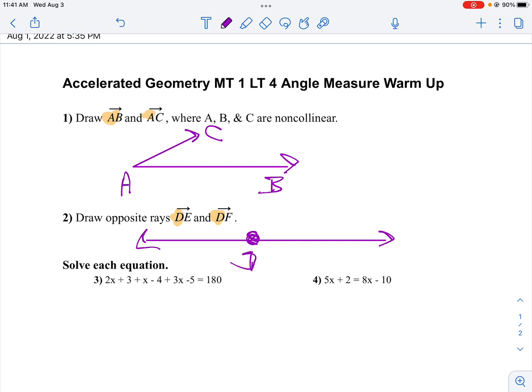I'm going to try that again. That doesn't look very nice. D, and then I'll have E go in one direction and F go in a different direction. So I've got ray DE and ray DF, opposite rays. Notice they form a line. That's line FD or line DE or line FE, no matter how you do it.